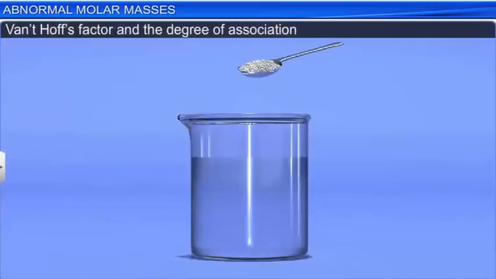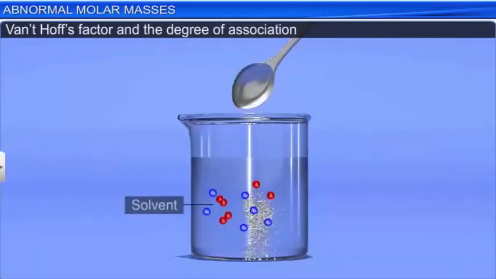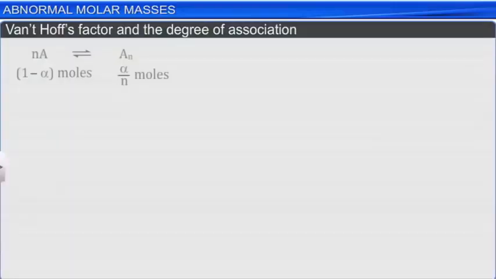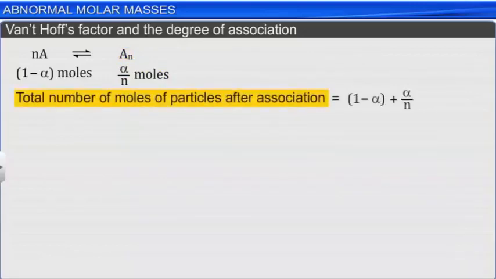Consider 1 mole of solute A dissolved in a given amount of solvent. And suppose that n molecules of A associate to form associated molecule An, and an equilibrium gets established between A and associated molecule An. If alpha is the degree of association of the solute, then at equilibrium 1 minus alpha moles of A are left in unassociated form, while alpha divided by n moles of An are present in associated form. Therefore, the total number of moles of particles after association is equal to 1 minus alpha plus alpha divided by n.